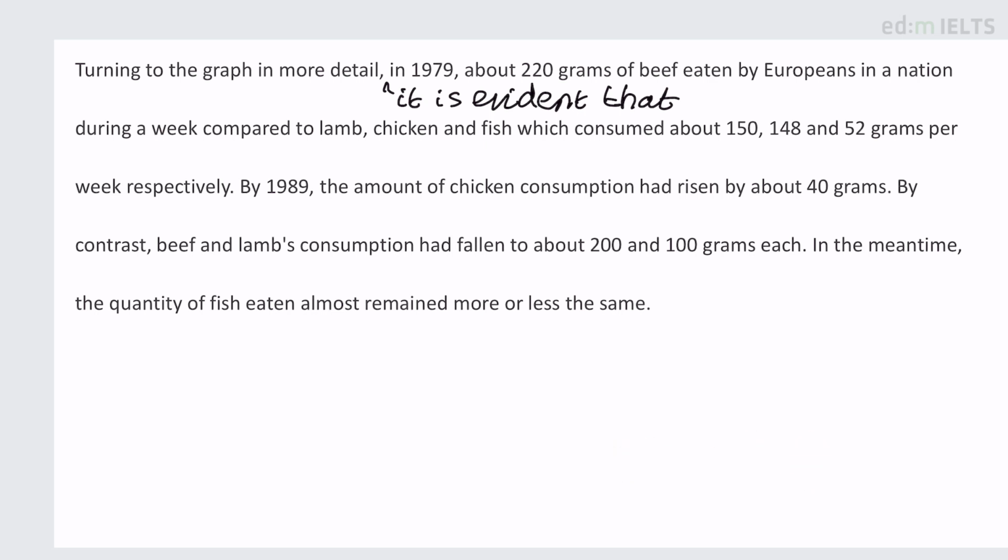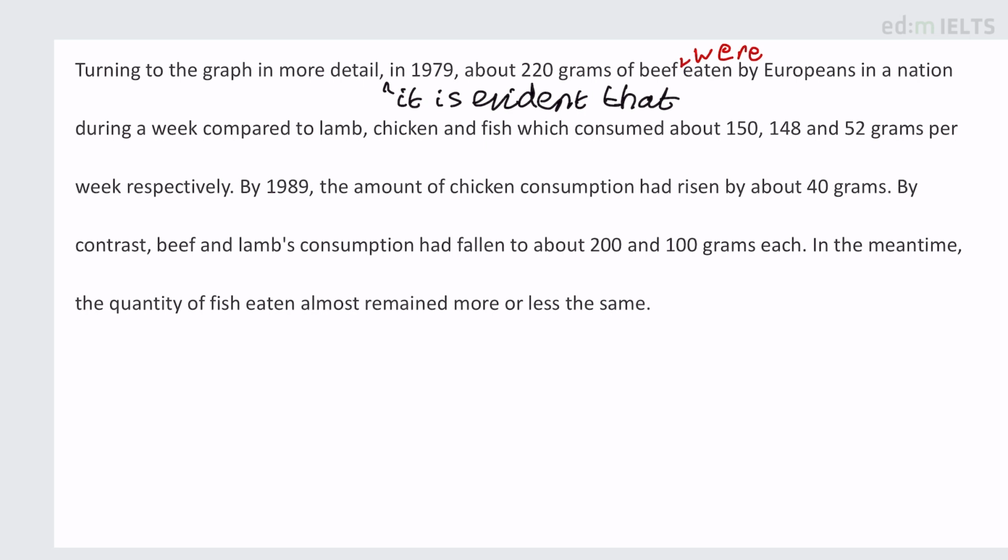So let's go through the problems. So the European people ate beef, so beef was eaten by European people. Now this is a bit confusing because it says grams, so we could say grams were, or we could refer to the beef and say was. As far as I know, both are acceptable. I'll go with were in this case to refer to grams. Were eaten by Europeans.